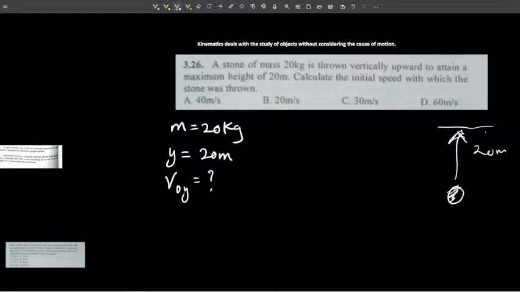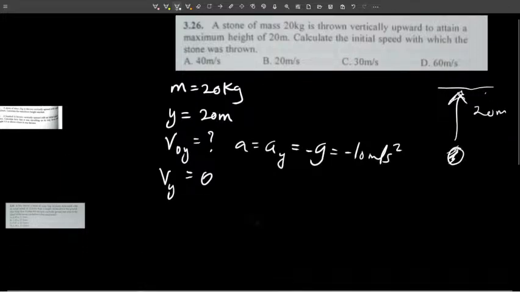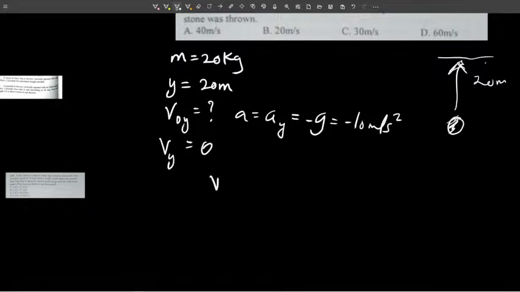Don't forget that at maximum height, v is 0. Very, very simple. So what is our a? Our a is ay, and that's g. But in this case, the body is going up, so that'll be minus g, which is minus 10 meter per second square. So with the values, what can we use? We can use the normal formula v square equals v naught square plus 2as. But in this case I'm doing the y direction, so this s will become y and this a will become ay. I'm just making sure that you understand what you are solving.